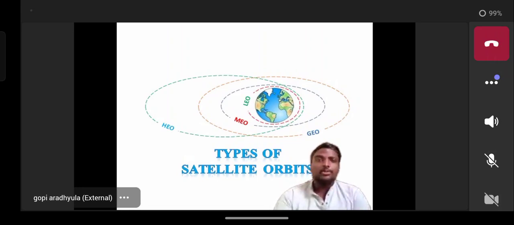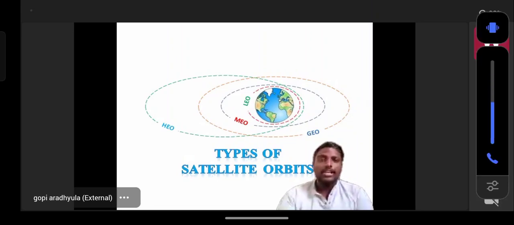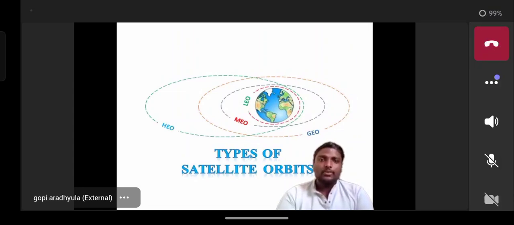I will discuss these types of satellite orbits. This is the Earth and the orbits. They are given for LEO, MEO, HEO, GEO. These are the satellite orbits: LEO to MEO, MEO to HEO, HEO to GEO, GEO to GSO. These are the types of satellite orbits.